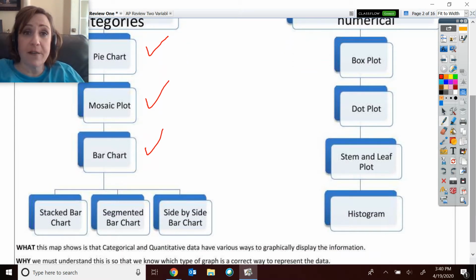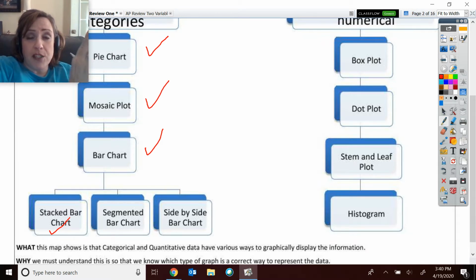Here are the different kinds of bar charts. You could have them stacked, where they are stacked on top of each other, or segmented. I think those are actually the same thing, stacked and segmented. But then side by side is where those bars would be side by side to each other, males and females who oppose whatever concept, and then males and females who are for the particular concept.